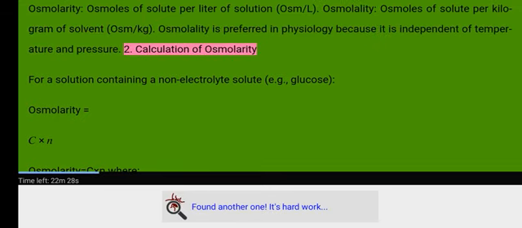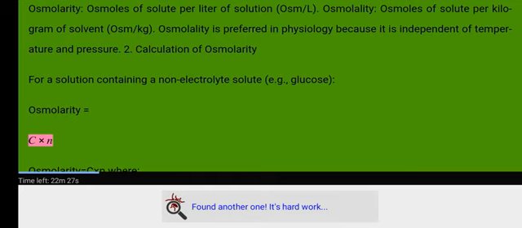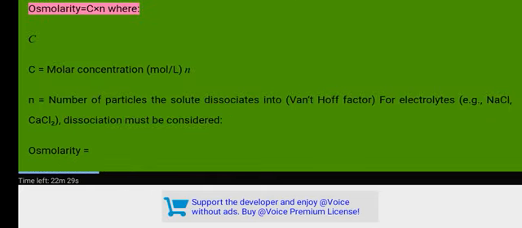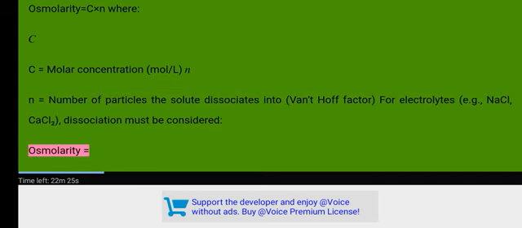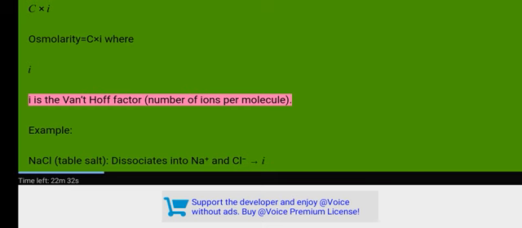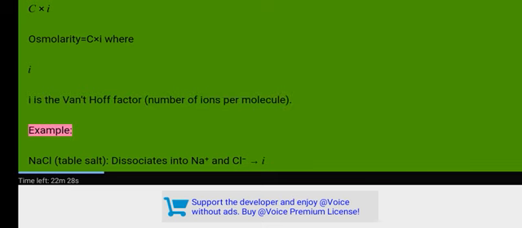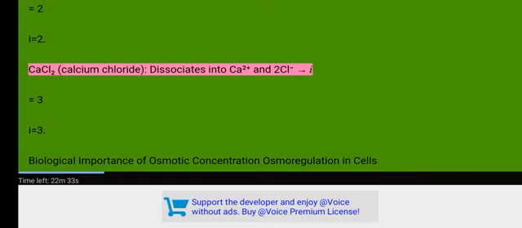2. Calculation of osmolarity. For a solution containing a non-electrolyte solute, e.g., glucose, osmolarity equals C times n, where C equals molar concentration in moles per liter, and n equals the number of particles the solute dissociates into. Van Hoff factor for electrolytes, e.g., NaCl, CaCl2: dissociation must be considered. Osmolarity equals C times i, where i is the Van Hoff factor, the number of ions per molecule. Example: NaCl, table salt, dissociates into Na+ and Cl-, so i equals 2. CaCl2, calcium chloride, dissociates into Ca2+ and 2Cl-, so i equals 3.